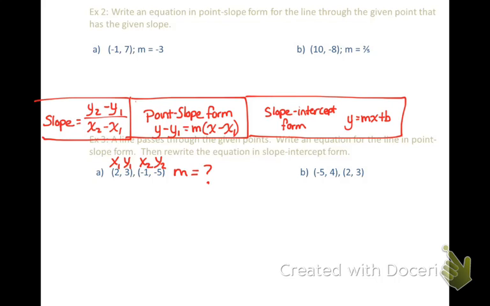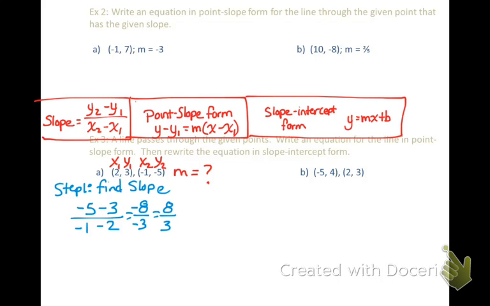Step 1. Find slope. So I'm going to do negative 5 minus 3 over negative 1 minus 2. Remember, we're using the formula we have up here for slope, right here. So that would be negative 8 over negative 3. Again, they're both negative, so I would make them positive, 8 over 3. Do not turn it into a mixed number. That is my m, m equals 8/3.